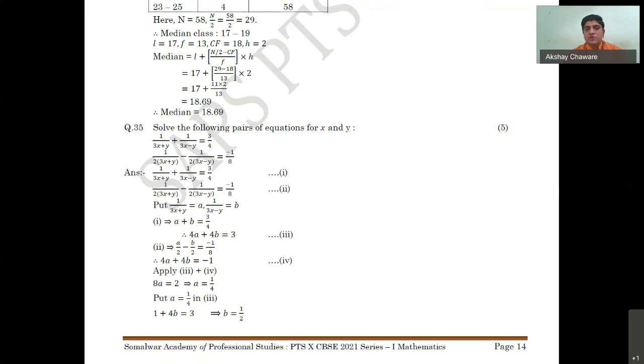So we will put 1 upon 3x plus y equal to a and 1 upon 3x minus y equal to b. So equation number 1 and equation number 2 become a plus b equal to 3 by 4, so 4a plus 4b equal to 3. And a by 2 minus b by 2 is minus 1 by 8, so 4a minus 4b is minus 1 if you multiply this equation by 8. Now if you observe equations number 3 and 4, these are simple linear equations in a and b. If we apply the elimination method by adding 3 and 4, you will get the value of a. After calculating a, you will get the value of b.